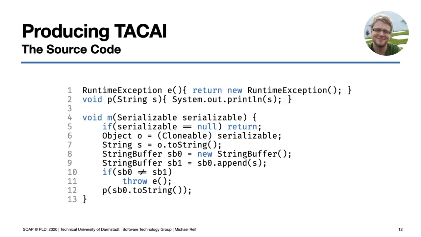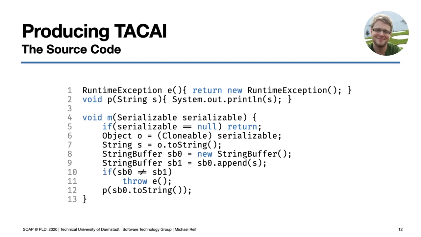So before we jump into how TACAI actually looks, we want to consider the following source code example. In the first 2 lines, there are just 2 method definitions. They're pretty simple. One just throws a runtime exception and the other one just prints a string. And then there's the method we will see TACAI for in the next slides. There's a method m, which has 1 parameter here. It is serializable, called serializable. In the first line of the method, we check if the given parameter is null, and if it's null, we return. We already gained some information here.